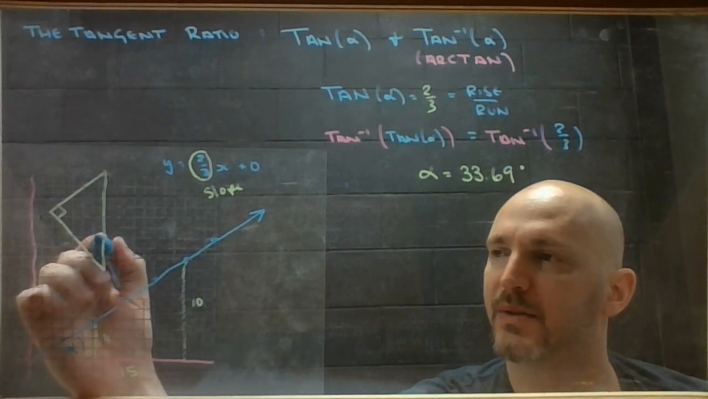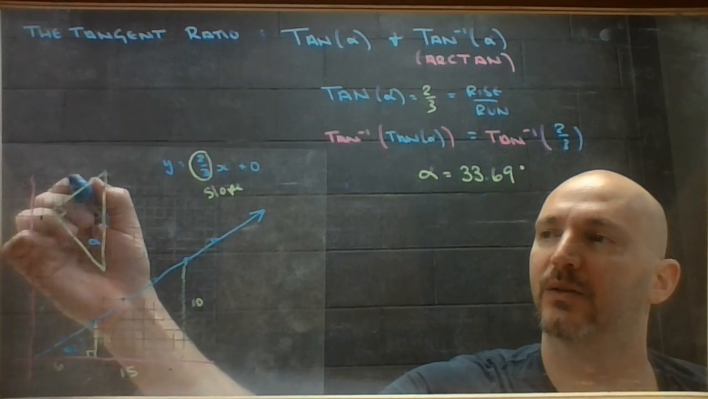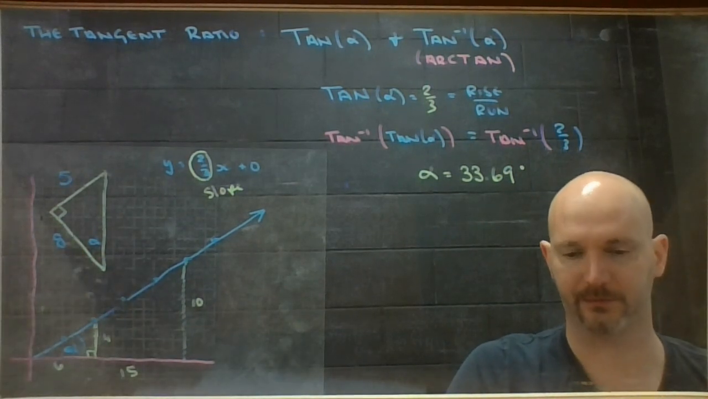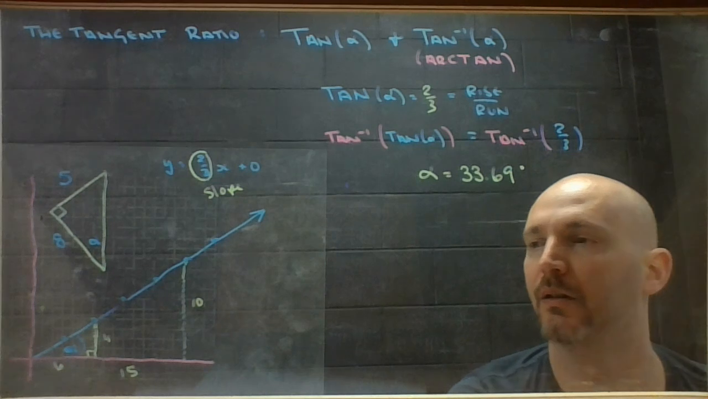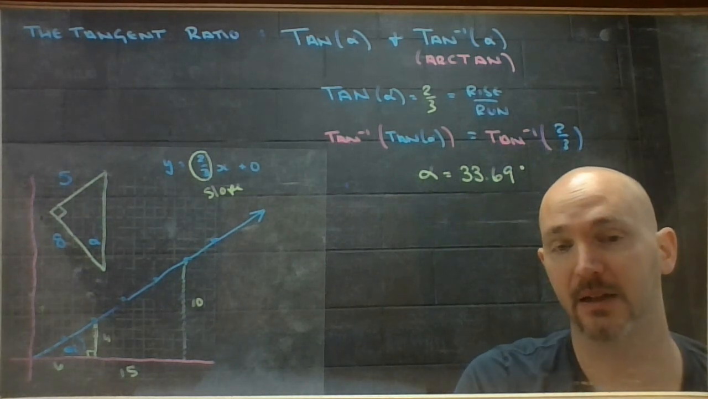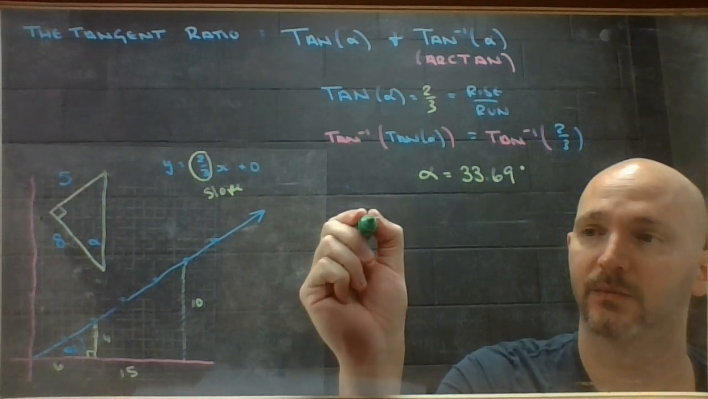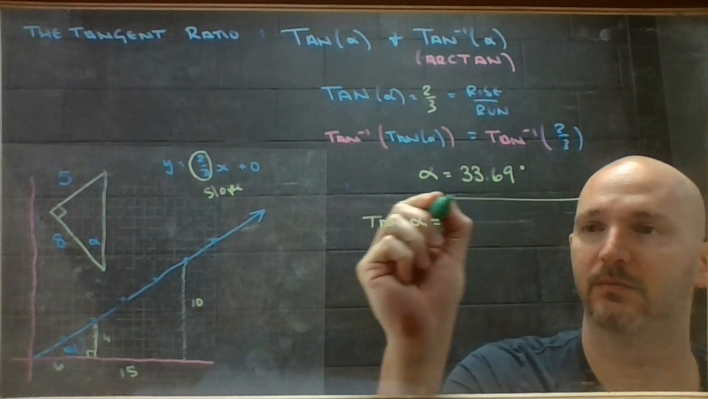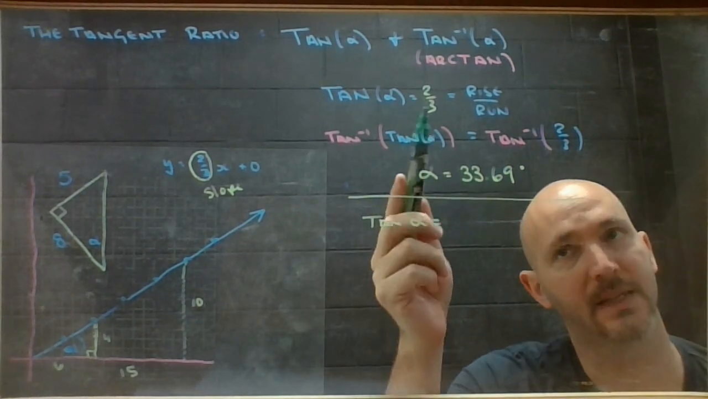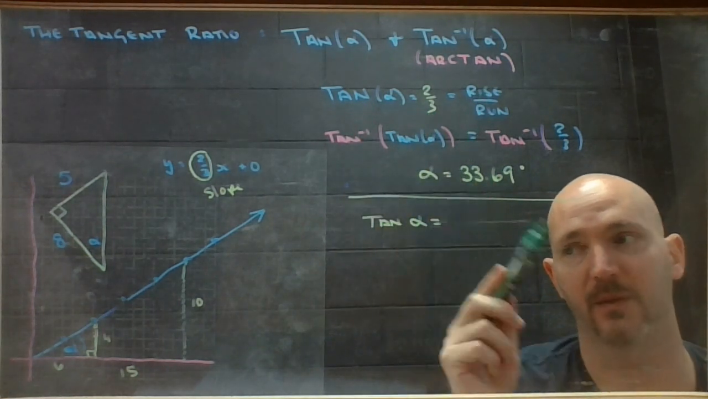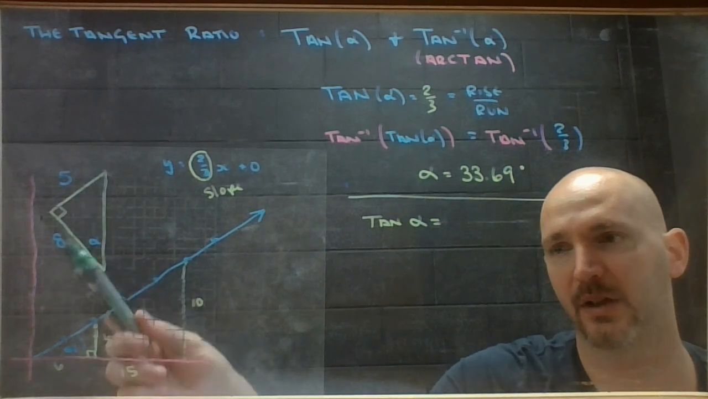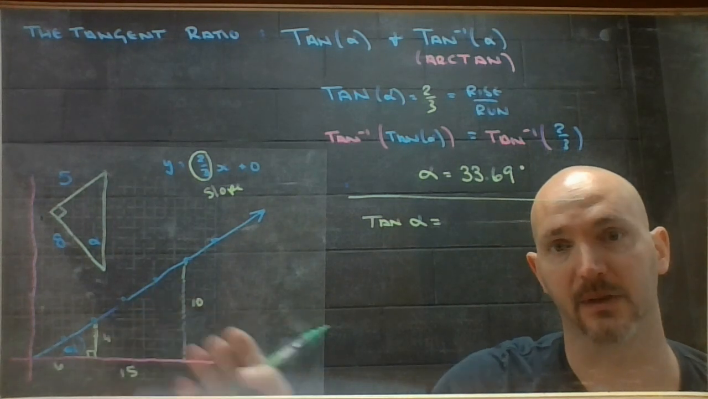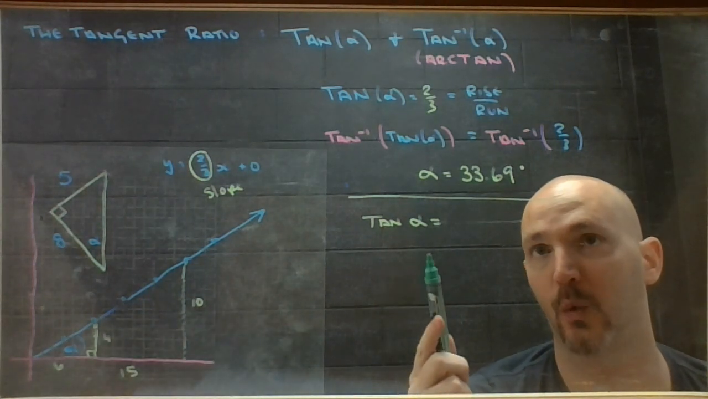All right, so suppose I was after this angle here, and I knew that that side was 5 and this side was 8. So I'm going to set up my tan ratio here. Tan of alpha equals. When I set this one up, tan was the rise over the run. Now, rise and run aren't going to work for this particular triangle because it's not oriented like this line was. So I'm going to need some different words for rise and run.